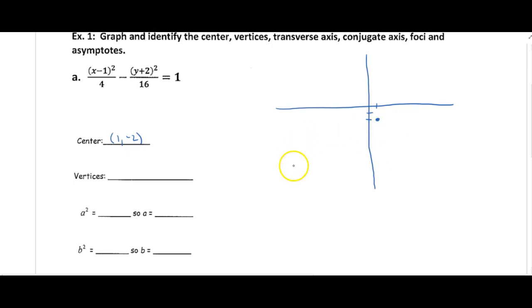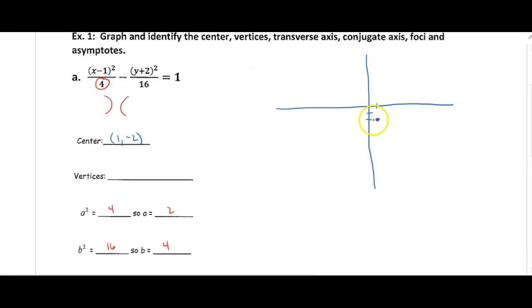Now, the vertices. What we need to know is what a is for the vertex. So right now, the vertex is going to be at, if a squared is 4, a is 2, b squared is 16, so b is 4. I'm going to explain that in a minute. Now, since we look at x first here, we know our hyperbola is going to be like this. Okay, we know it's going to open left and right.